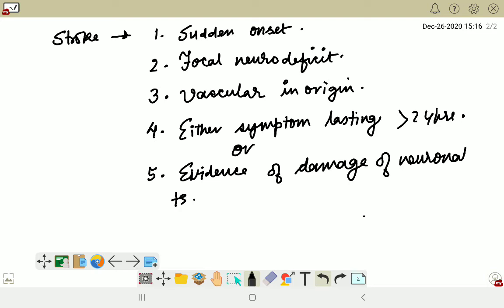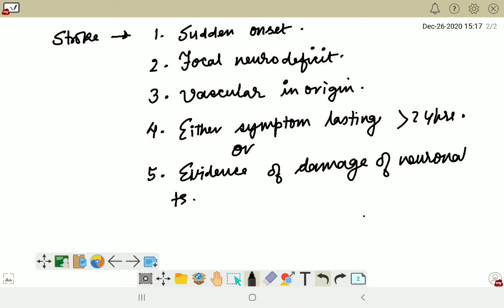And the last two important points, where you need to have either of these criteria, is usually the symptom lasting more than 24 hours, or if there is damage of the neuronal tissue demonstrated, mostly by MRI with DWI, which is the earliest way we can demonstrate the neuronal tissue damage. And if we demonstrate that, even if the symptom has lasted less than 24 hours, that's what we will call a stroke.